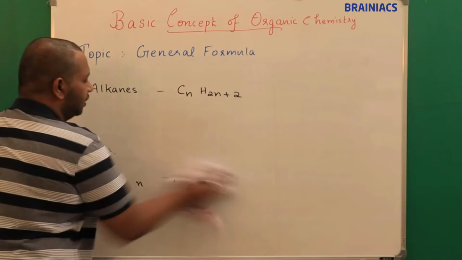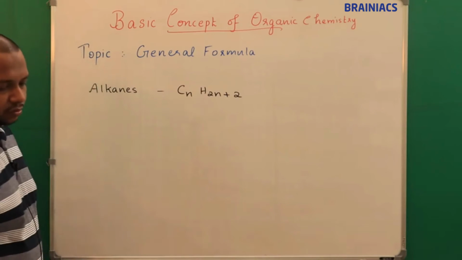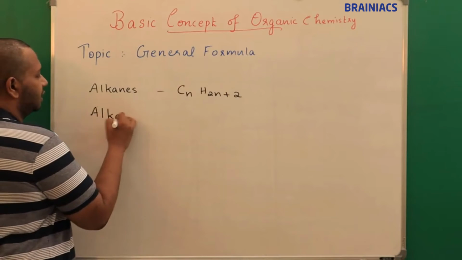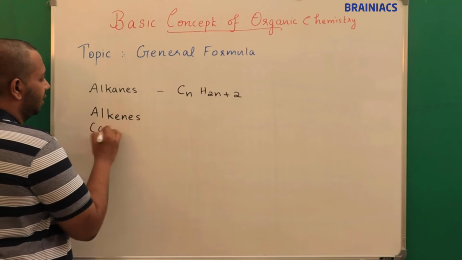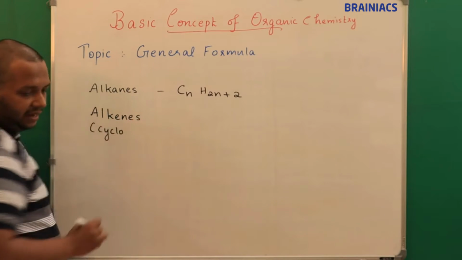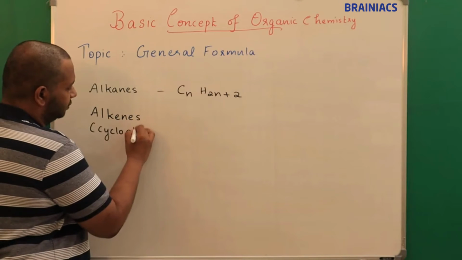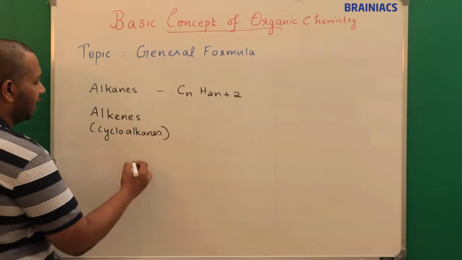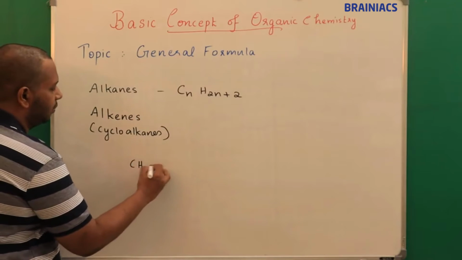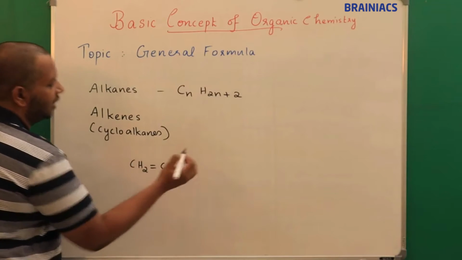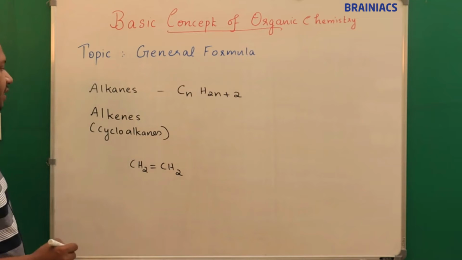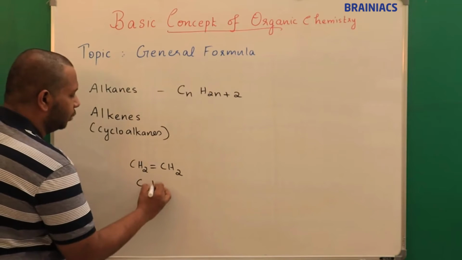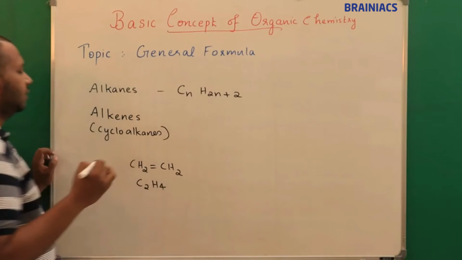Now next we will see the general formula of the next one, alkenes. This is the general formula of alkenes as well as cycloalkanes. The simplest alkene I know is CH2 double bond CH2. As you know, this is ethene, with 2 carbon and 4 hydrogen, so this is C2H4.